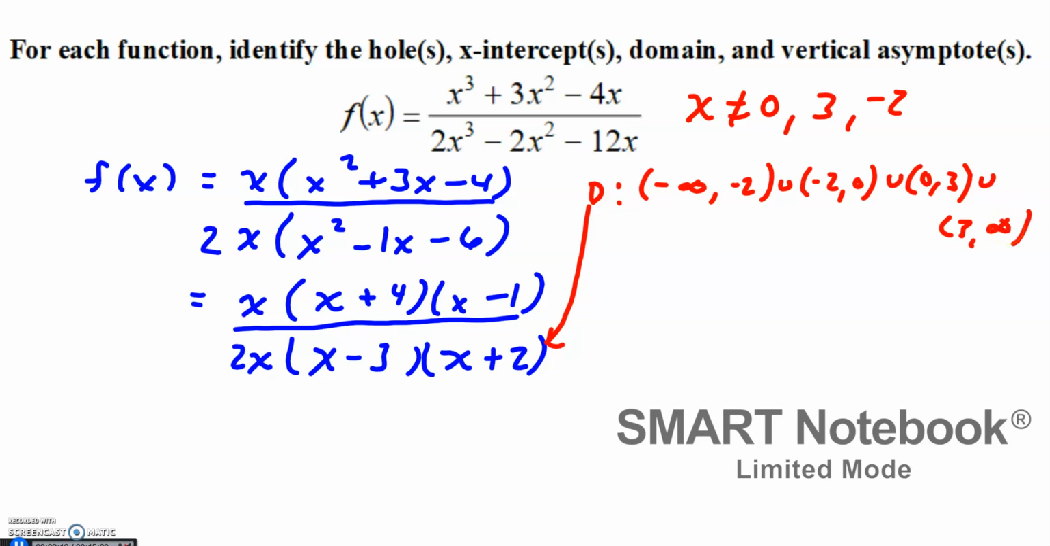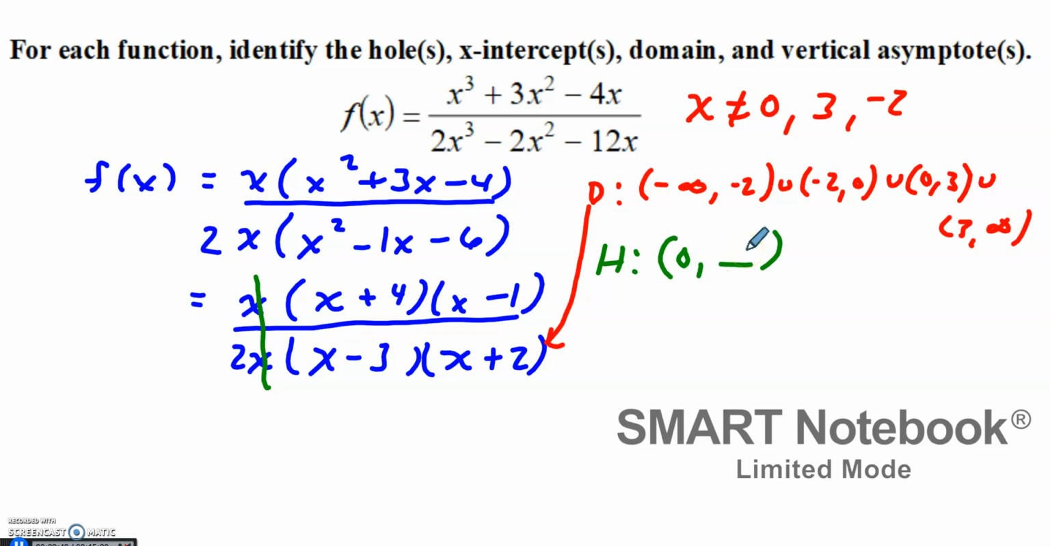Now that the domain is written down, now I can cross things out. None of these cross out, but I would like to point out that this pair of x's cross out. And if that pair of x's cross out, think about what value would cause these x's to be 0. Well, if you cross out just an x, the value that makes this 0 is 0. So if you'd like to find a hole, we have 0 comma something.